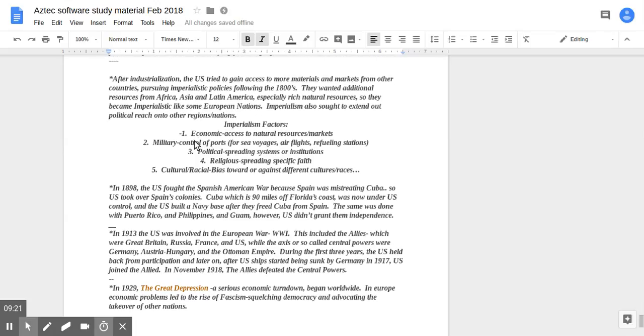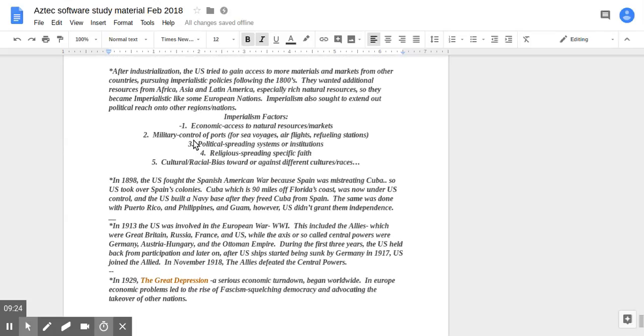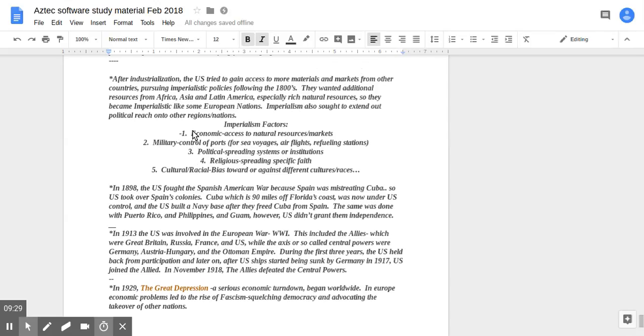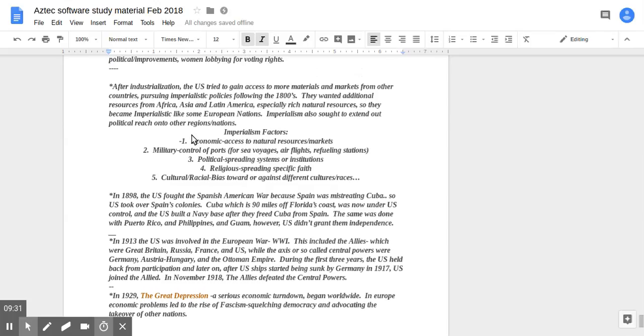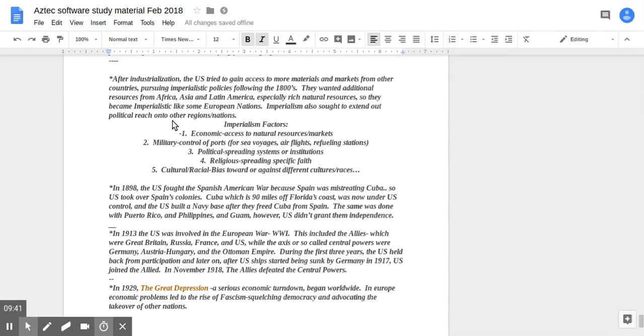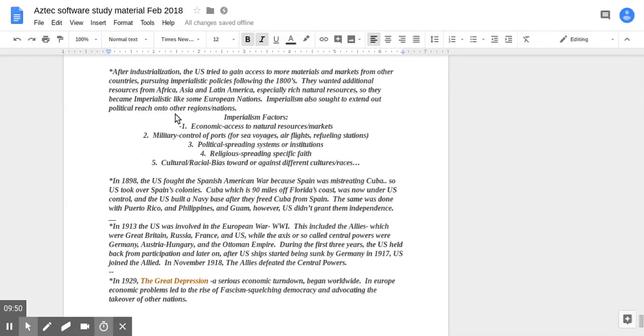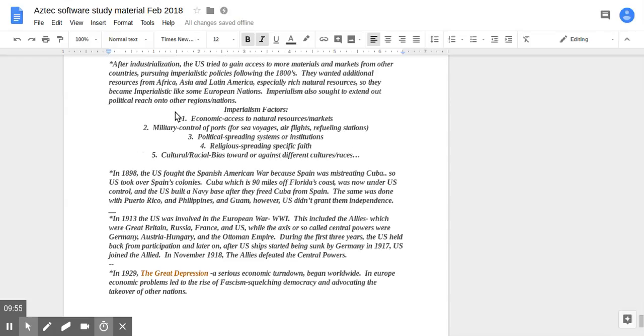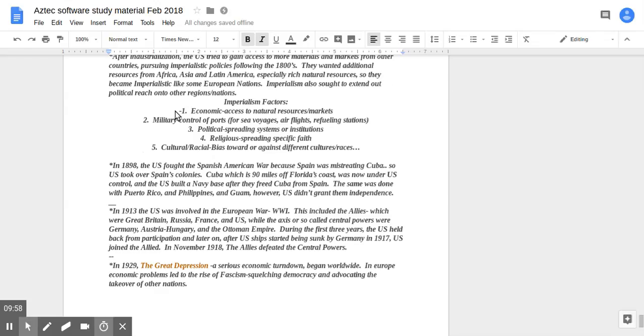After industrialization, the US tried to gain access to more materials and markets from other countries. They started pursuing what are called imperialistic policies, and this was following the 1800s. They wanted additional resources from Africa, Asia, and Latin America, especially for rich natural resources, and they started becoming a little more imperialistic, like some of the European nations had been before. Imperialism sought to extend political reach onto other nations.